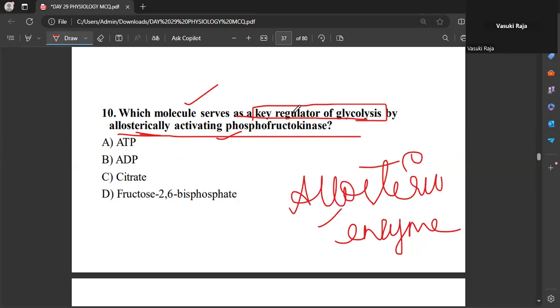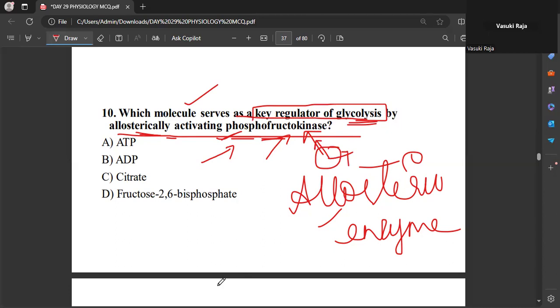Here, the question asks which molecule serves as a key regulator of glycolysis by allosterically activating phosphofructokinase. Now, whatever gets allosterically attached to this enzyme will be called the effector. One will be the active site, and the other will be the binding site other than the active site, through which the effector can come and bind. The question is, what will be the effector?